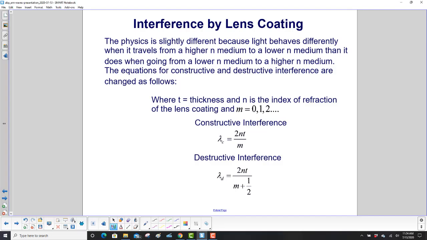The physics is slightly different because light behaves differently when it travels from a higher index of refraction medium to a lower index medium than it does when going from a lower index of refraction medium to a higher. So the equation is going to be different. t will still equal the thickness of the lens coating, n will be the index of refraction of the lens coating, and m will be 0, 1, 2, etc. For constructive interference, using the wavelength of the light in air, it is wavelength equals 2nt over m, and for destructive, it's 2nt over m plus 1/2, where the wavelength here is the wavelength of the light in air.